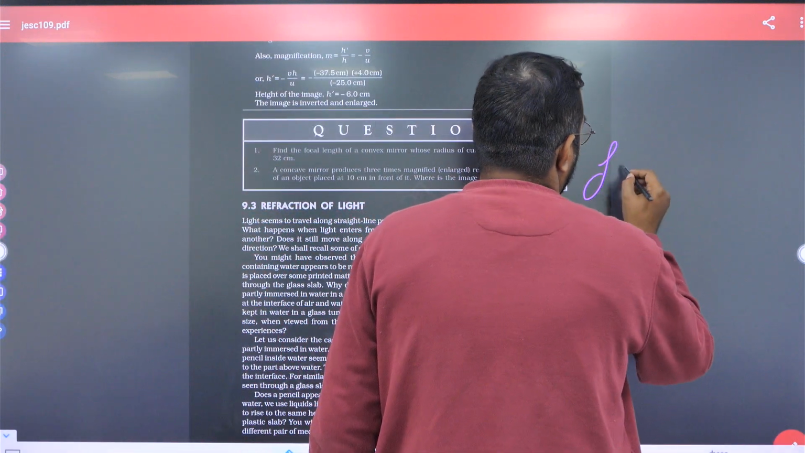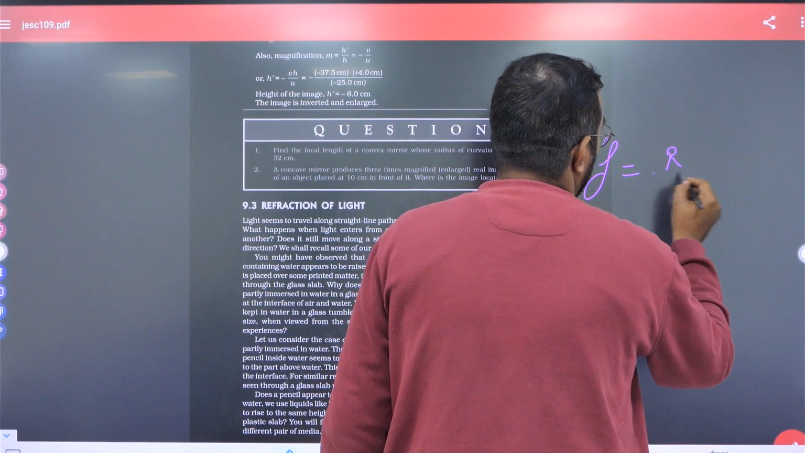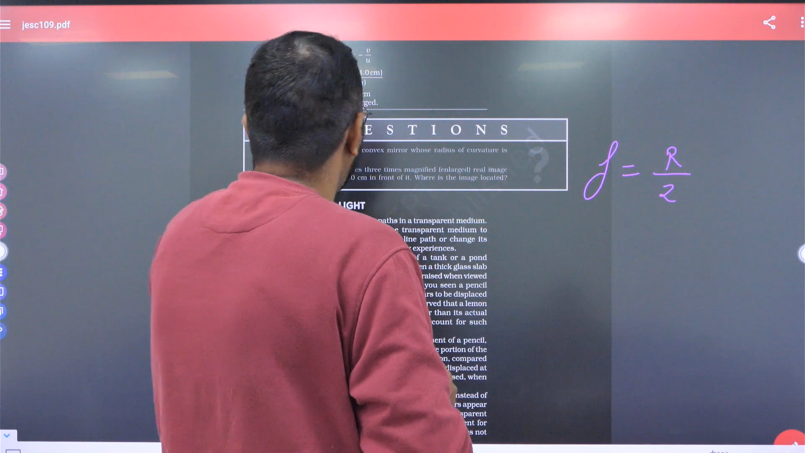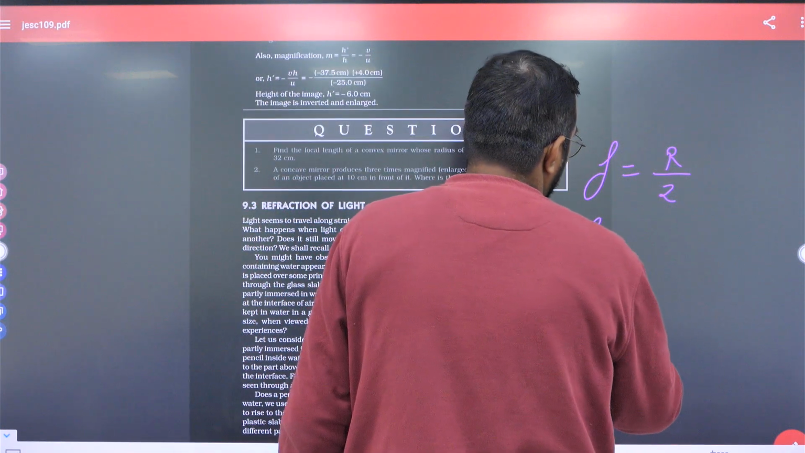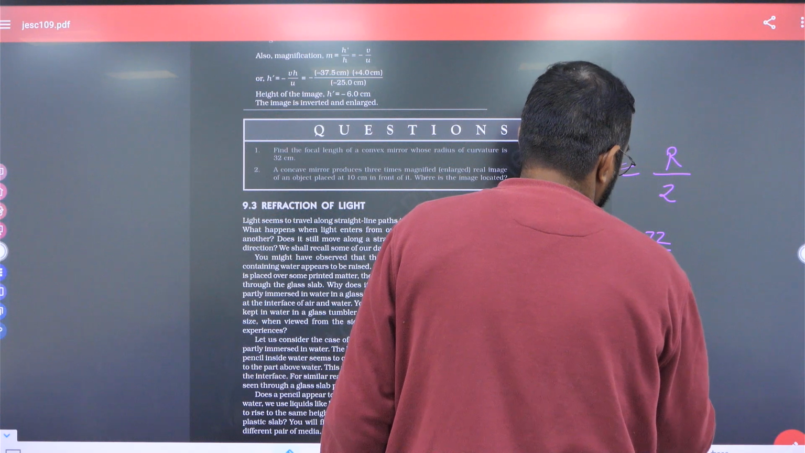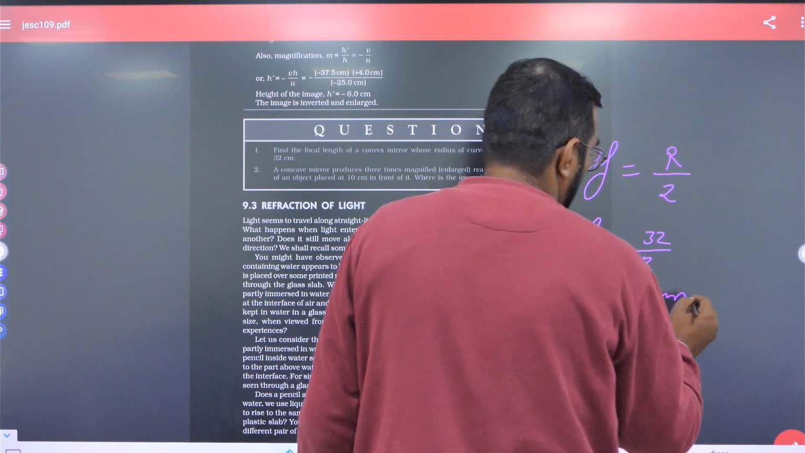We know that F is equals to R by 2. Here we need to find focal length, and radius of curvature is 32 centimeter. F is equals to 32 by 2, that will be equals to 16 centimeter. Okay?